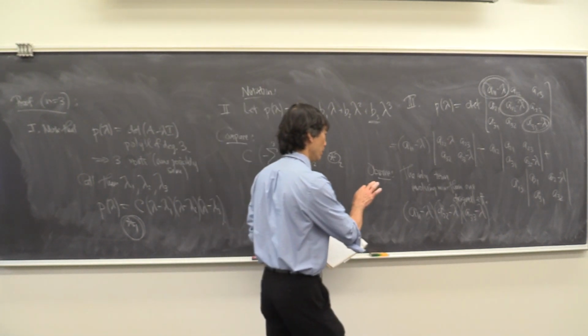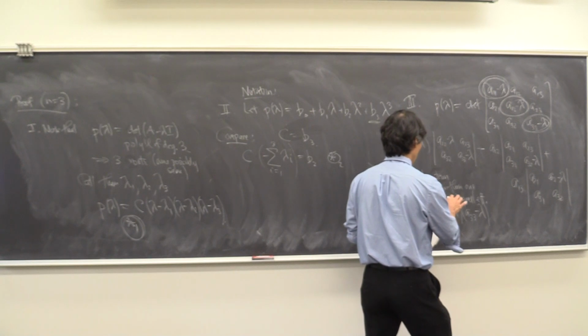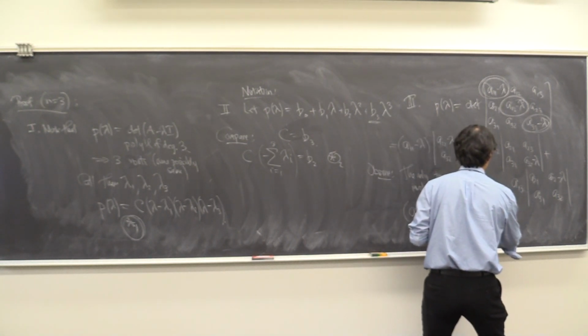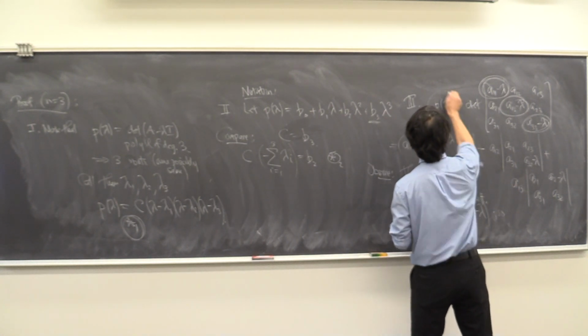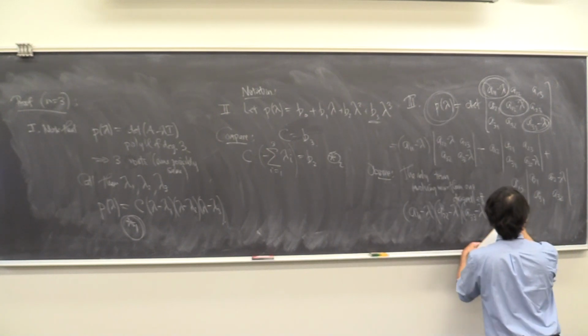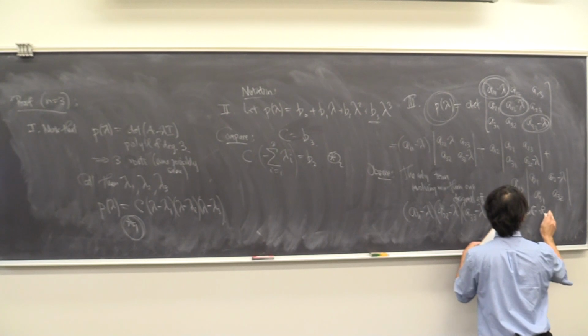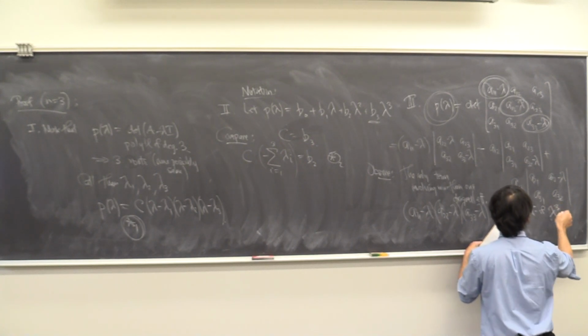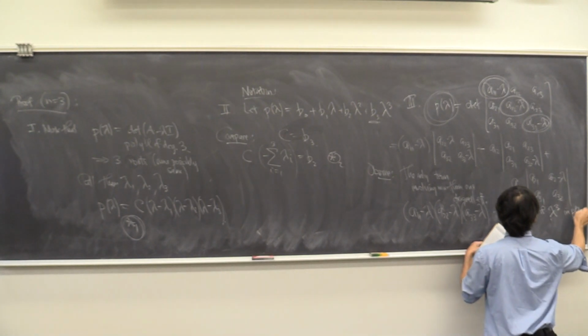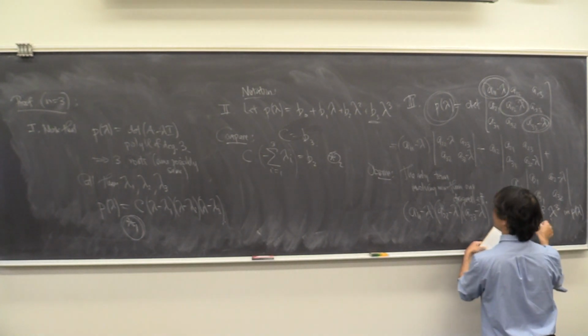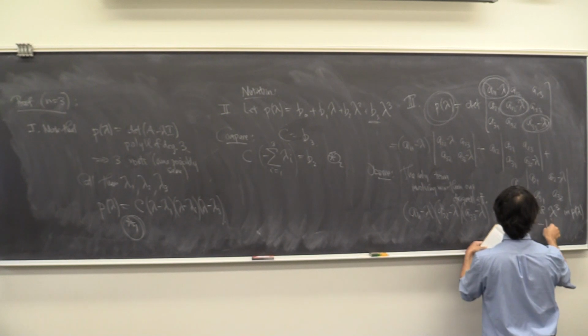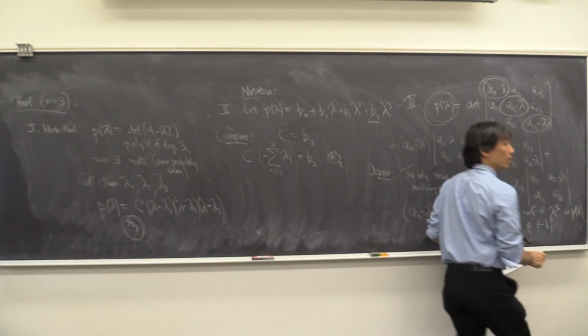So what does that tell you? The coefficient of lambda cubed in the characteristic polynomial is -1 cubed.